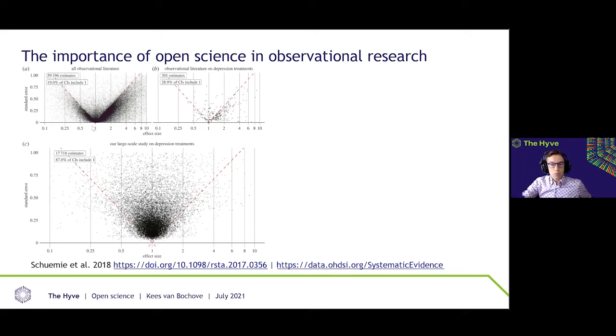So, no difference basically. And then you see the same if you focus only on literature with depression treatments. However, if you just publish all the estimates that you can generate, as the OHDSI community has done with the LEGEND study, you see that you get very different distributions of the estimates. So meaning that there is really a bias in this literature.